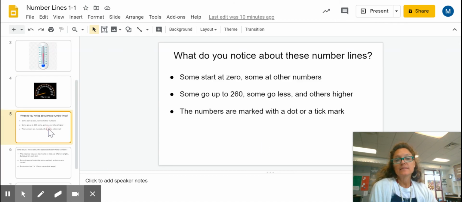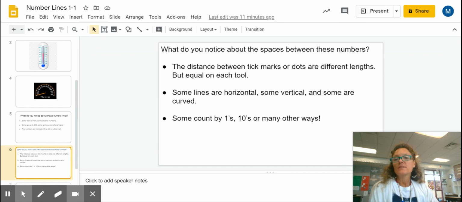This next slide is just a review about what we've talked about. What do you notice about these number lines? We talked that some start at 0 and some start at other numbers. Some go up to 260 and some only go up to 8. Some of the numbers are marked with dots and others have tick marks.